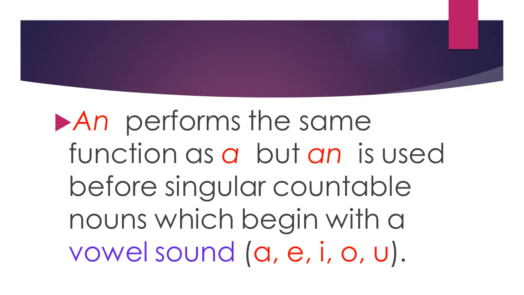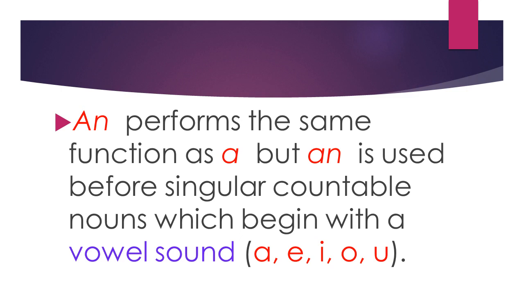An. Now, where do we use an? Uses of an. An performs the same function as a, but an is used before singular countable nouns which begin with a vowel sound: a, e, i, o, u. Here I repeat, please pay attention that an has the same rules, same functions as a has. But an is used before singular countable nouns which begin with vowel sound.